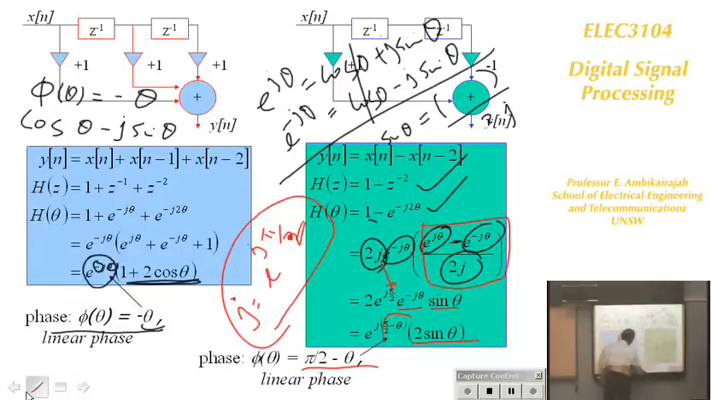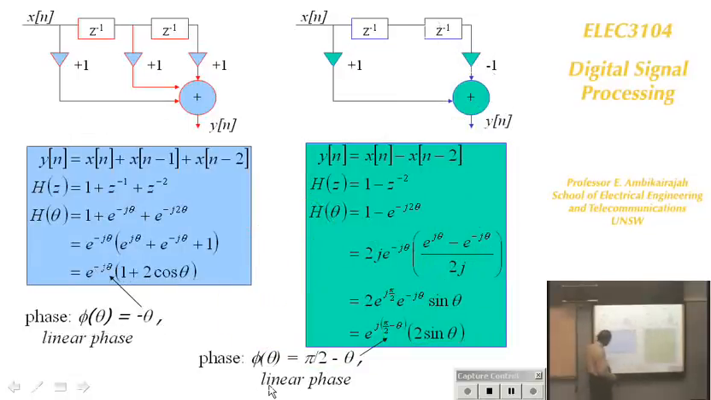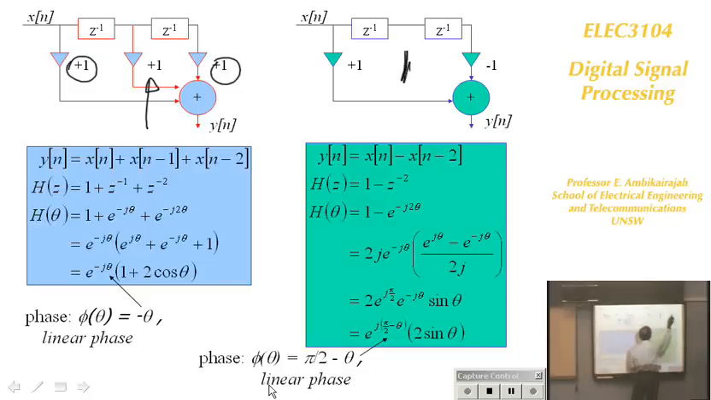Another thing that you will learn later on, by looking at the coefficients: if you have 3 coefficients, take the center coefficient as the pivot, and if the two on either side are symmetrical around the center, then it will always give you a linear phase. You will learn that later on. Take this coefficient, center is here, these two are on both sides. In this case, they are not symmetrical, but anti-symmetrical, and they also give you a linear phase.